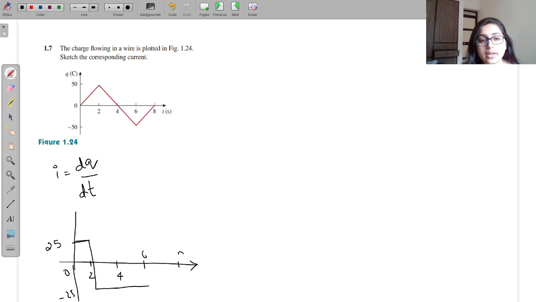From 6 to 8 it is increasing. So it is 50 divided by 2, that is 25, but it is with the positive. So here I am writing like this. So this is the current graph. Okay, 25 minus 25. If you want to write it with the equations, then how will you proceed? It is a straight line. So what is the slope of this? It is 25. Q is nothing but 25t plus some integrating constant, that is the line constant here. Okay, so intercept. So here it is 25t.